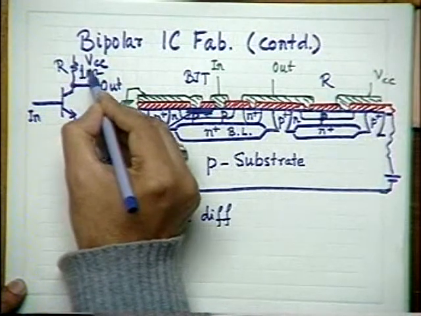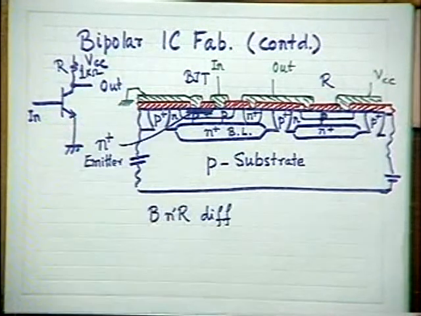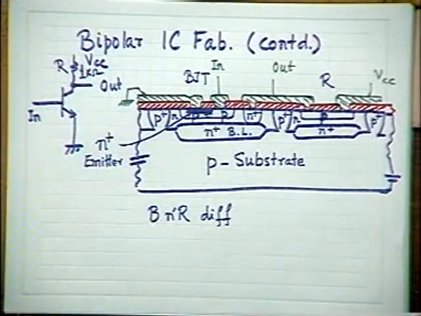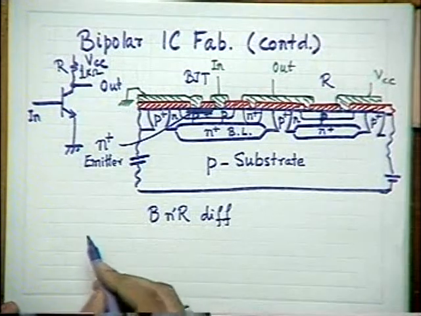Regarding this resistor, so typically suppose this is 1 kilo ohm. This resistor is 1 kilo ohm. How to achieve that? You see that resistor is formed along with the base. And base has got a certain sheet resistance. What is that sheet resistance? You know that. What is sheet resistance? How do you define sheet resistance?